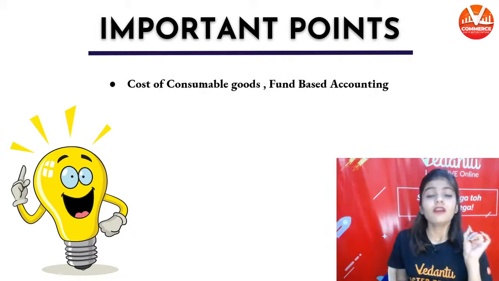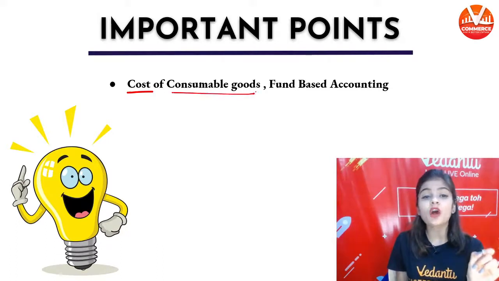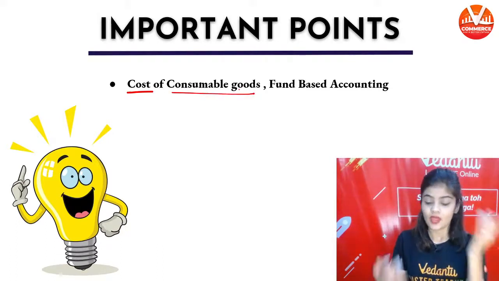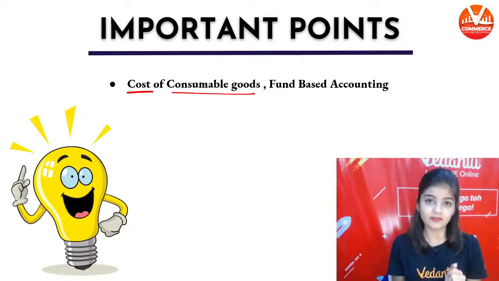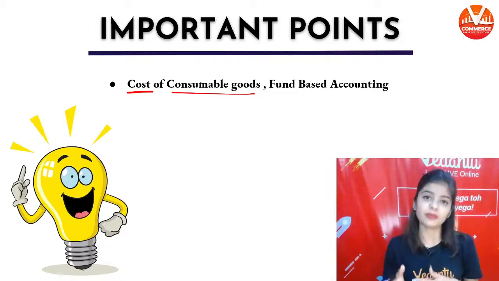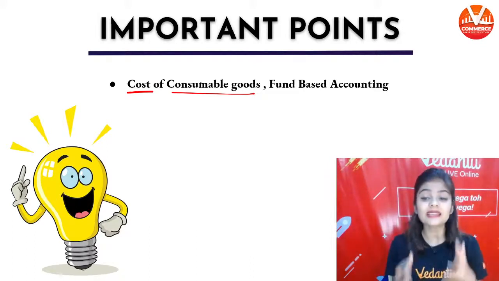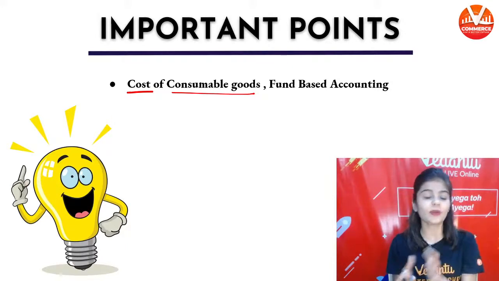So, first we will do the treatment of cost of consumable item. How you will record the consumable item in the financial statement of NPO. कैसे हम लोग रिकॉर्ड करेंगे कॉस्ट ऑफ कंज्यूमेबल आइटम.